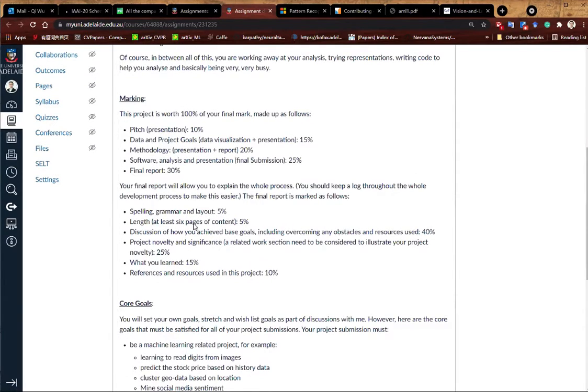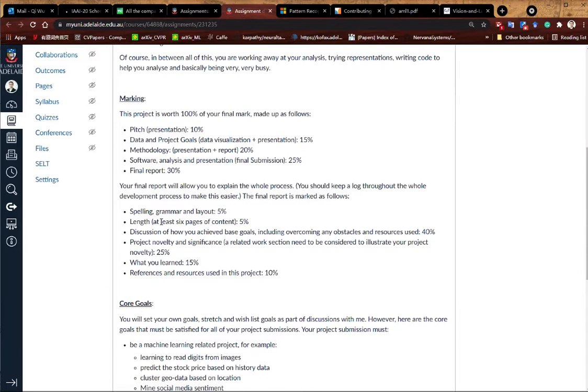So here is the final report. Spelling, grammar and layout is 5%, which is basically about spelling and grammar. Layout is about, for example, whether some students miss the related work. If you don't have anything in the related work, you will miss some marks. But we don't mark based on the format. Any format will be fine, but you have to have the right layout.